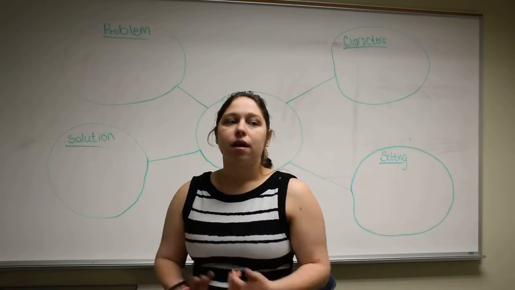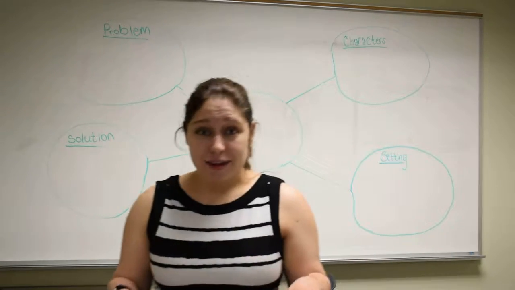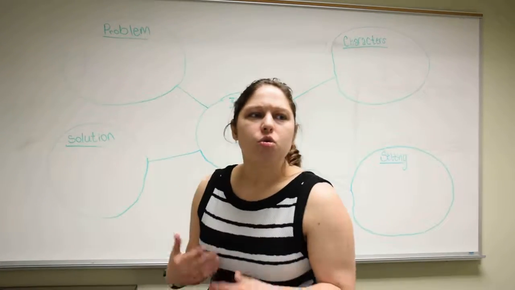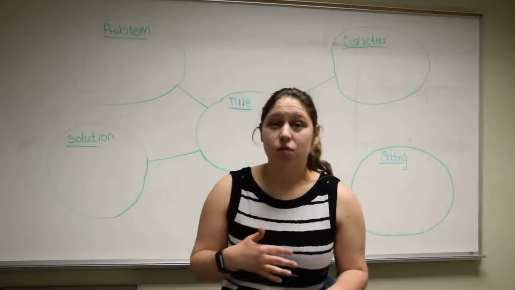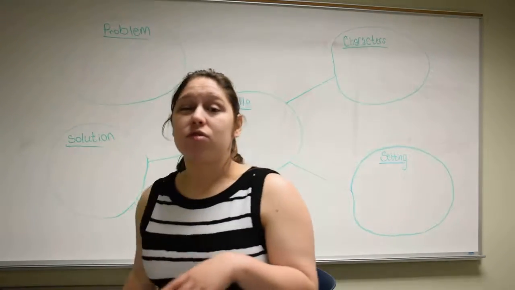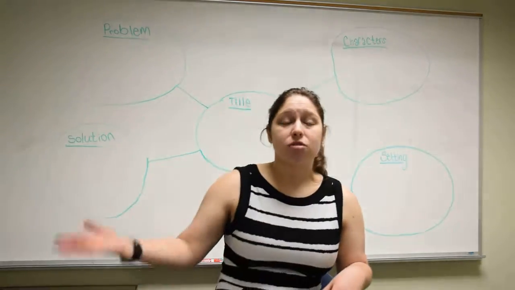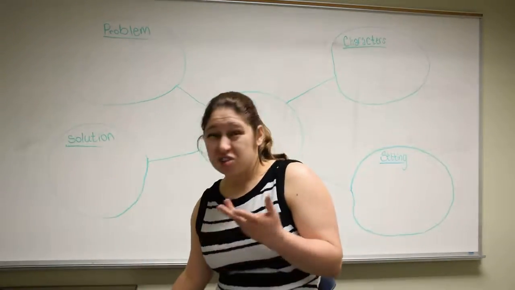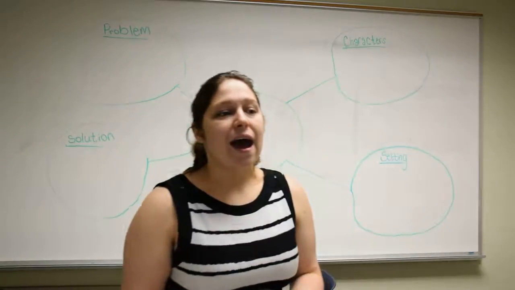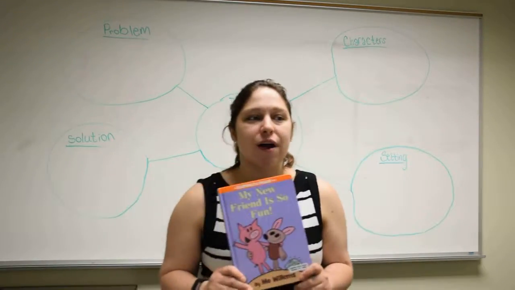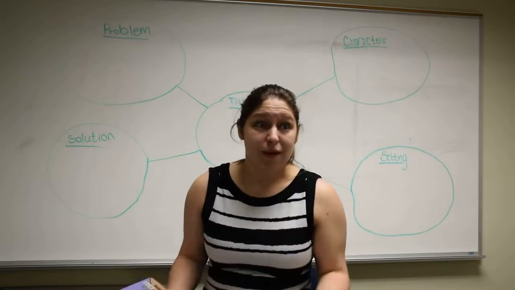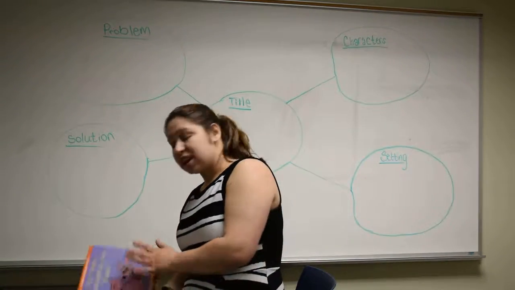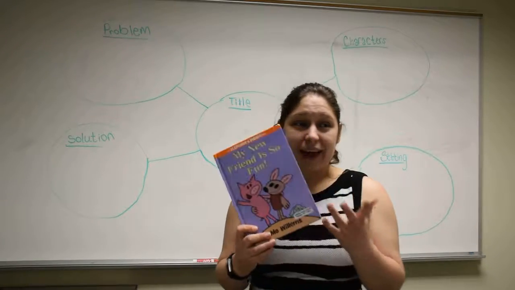Now, in order to have time to do everything, it's suggested that you read the book to the class beforehand. So let's say like the previous lesson when we talked about the elements of the story, we used the same book that we talked about previously. We'll assume for my lesson that I've read My New Friend is So Fun to the students last week, or the last time I saw them. So they already know the basic plot and the idea of this.